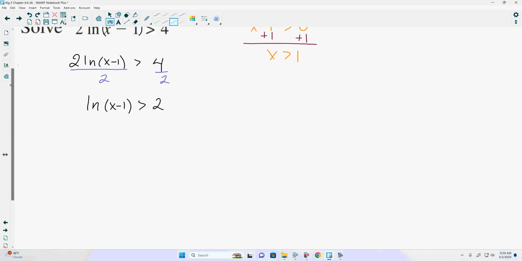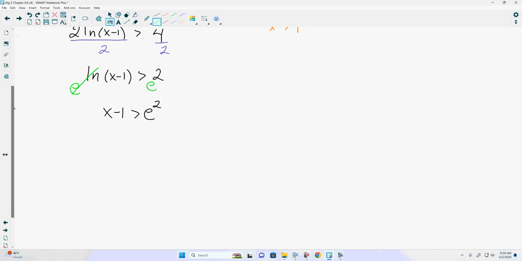What would we do next? Put both sides to the base of e. On the left side, e to the ln will simplify out, leaving us with x minus 1 is greater than e squared. e, irrational, it's going to stay there. Because we could convert it to a decimal number, but I say let's leave it. And the last thing we need to do is add 1, telling us that x is greater than e squared plus 1.